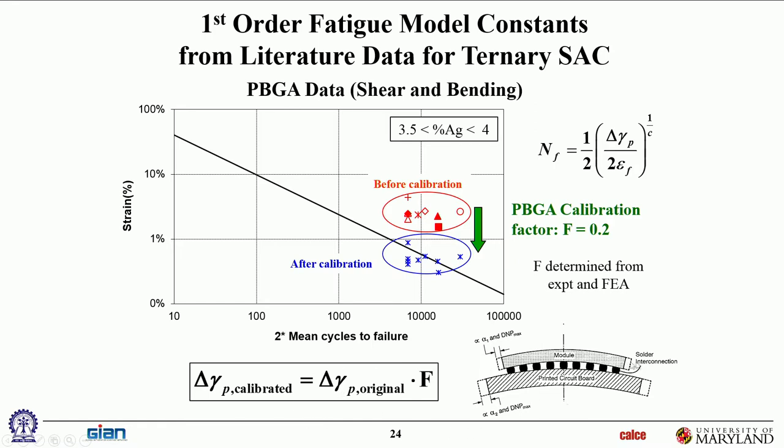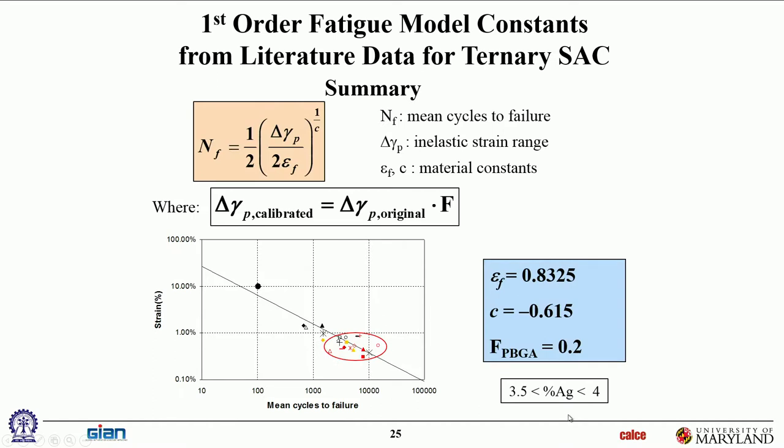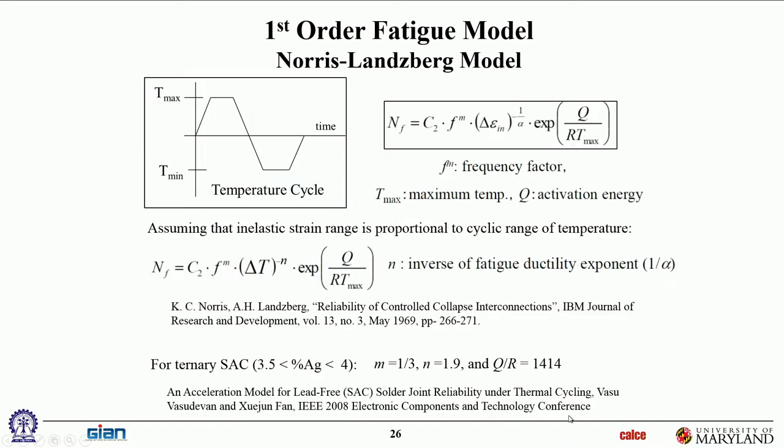The other is Professor Hahn actually did experiments, did more interferometry, and measured the actual strains and found they were only 20% of what was predicted by that simple Engelmaier equation. So that's how we come up with those calibration factors. Okay, let's move on. So, here's another approach.